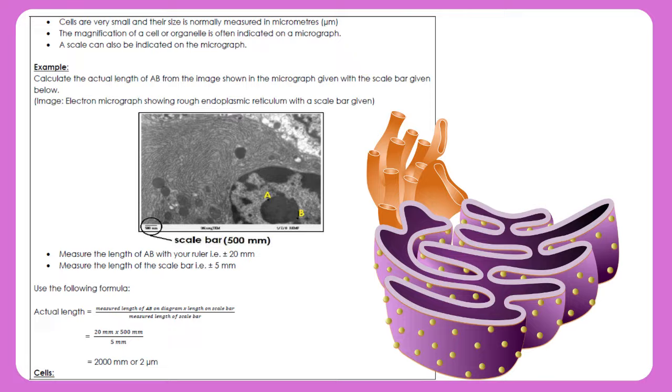Example: calculate the actual length of AB from the image shown in the micrograph given with the scale bar given below. Image: electron micrograph showing rough endoplasmic reticulum with a scale bar given. Measure the length of AB with your ruler, i.e. plus or minus 20 millimeters. Measure the length of the scale bar, i.e. plus or minus 5 millimeters. Use the following formula.